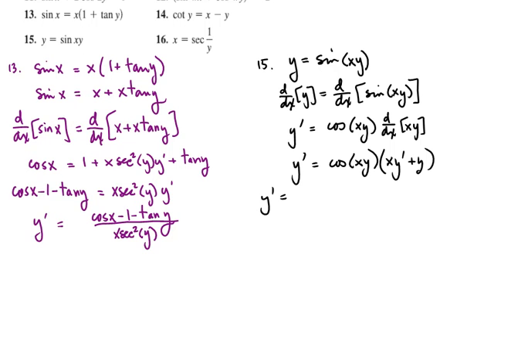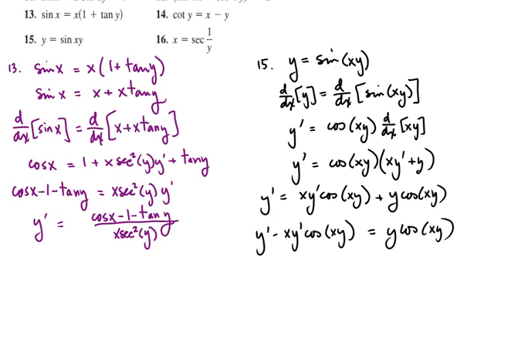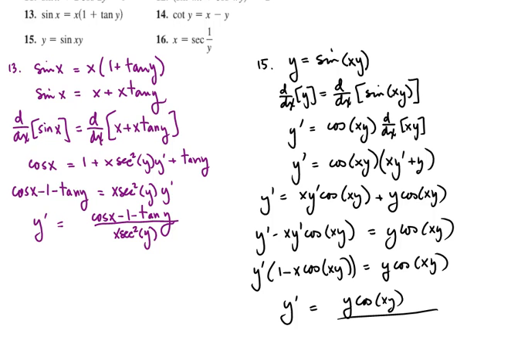Now we have some simplifying to do. And we'll need to distribute the cosine xy to both of those terms. So we have xy prime cosine of xy plus y cosine of xy. I'll need to combine the y prime terms together on the left. Then factor out a y prime from the left. Then divide both sides by 1 minus x cosine of xy, leaving me with y cosine xy divided by 1 minus x cosine xy. And that does it.